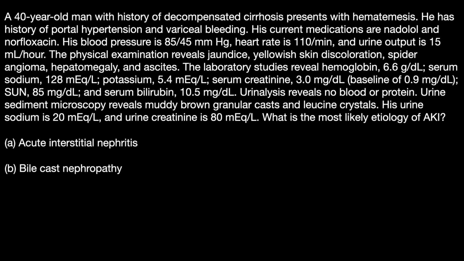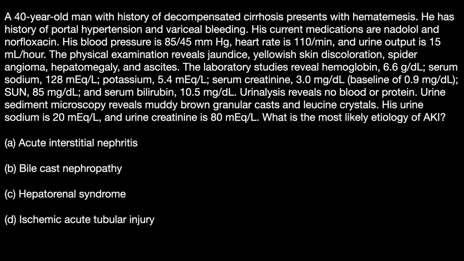Is it acute interstitial nephritis? Is it bile cast? Is it hepatorenal syndrome? Is it ischemic acute tubular injury? Or is it prerenal azotemia? Now please note some things. The patient here has presented with hematemesis, portal hypertension and potential variceal bleeding. So it does indicate there is a severe GI hemorrhage because the patient is also in shock with decreasing urinary output, and apart from that the hemoglobin is also low. So the patient is in hemorrhagic shock.